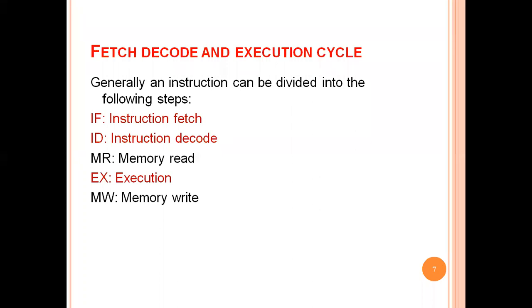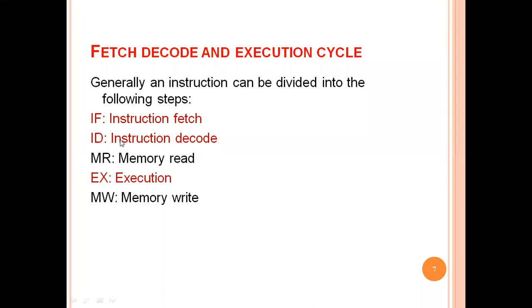After execution, what will happen? The last part is called the memory write. Whatever result the processor stored into the accumulator or the general purpose register, it has to store that result into the memory, that means the main memory. That is called the memory write operation. Clear? So these are the 5 parts in any instruction.